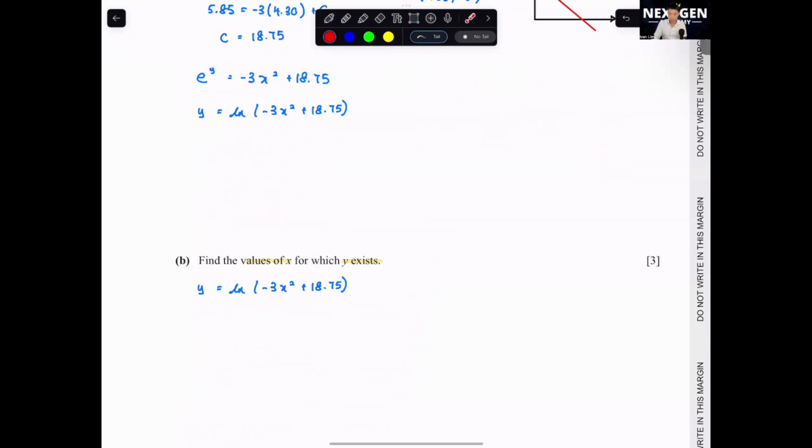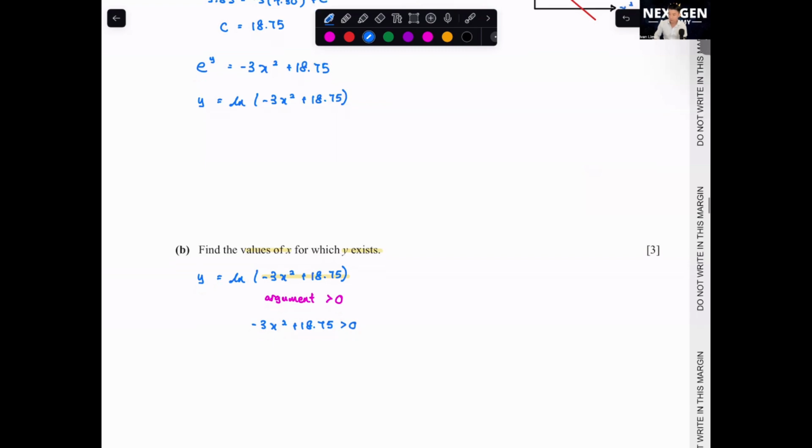Log and ln mean you need to have your argument, the value inside, more than 0. You remember this? For the default graph ln x, x is more than 0. So technically, you are finding the domain of a ln graph. You can write that the argument is more than 0. So whatever I highlight here, we just take out: -3x squared plus 18.75 is more than 0.